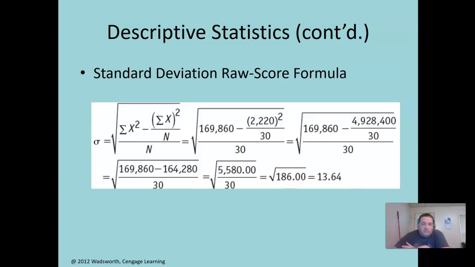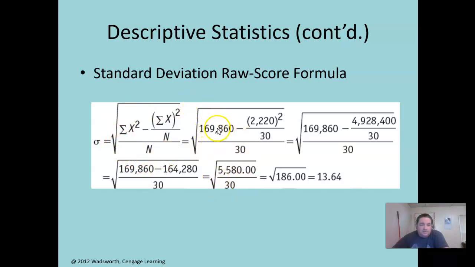Here is the raw score formula. So this is sigma, which just means the sum, of x squared minus the sum of x, squared, divided by the total number of participants, n, right? So you've got the sum of x squared, so you're going to square all the x's. Then it's minus the sum of x and then square, and then you're going to divide by n, and then all of that divided by n, and you will take the square root of all of that.